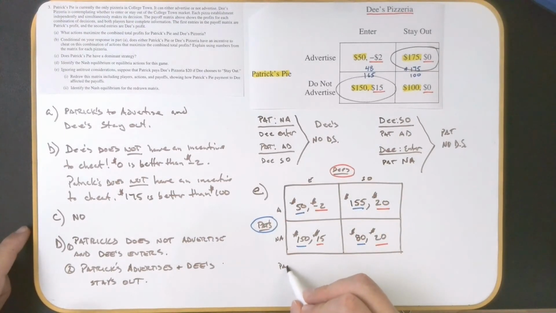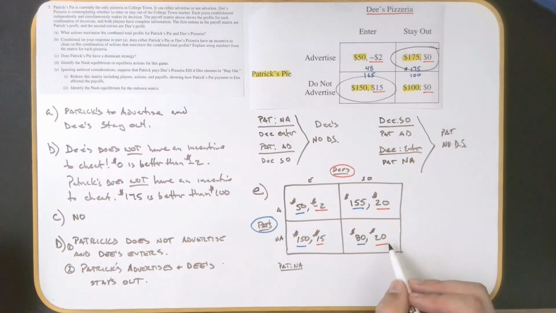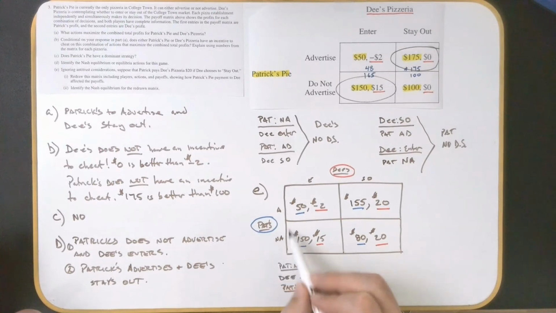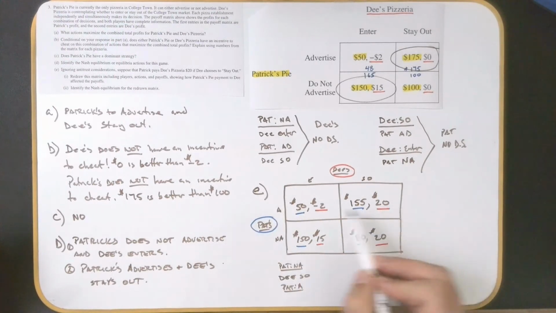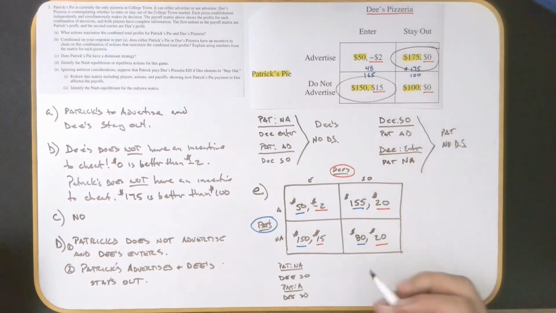Okay, so let's say Pat does not advertise. Okay, so we're down here. Okay, so what's better for D? $20 or 15? $20 is better, so it's better for D to stay out. So in this situation, D should stay out. Okay, now let's force Pat to advertise. Okay, so it's the top row. What's better? Well, 20 is better than -2, so D should stay out. So D has a dominant strategy to stay out. $20 is better than any of the situations.